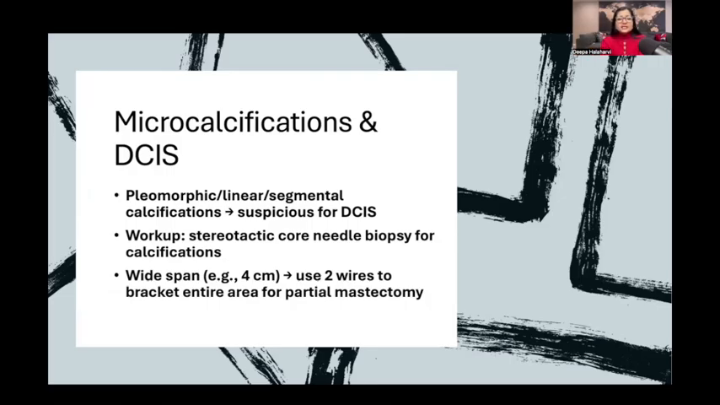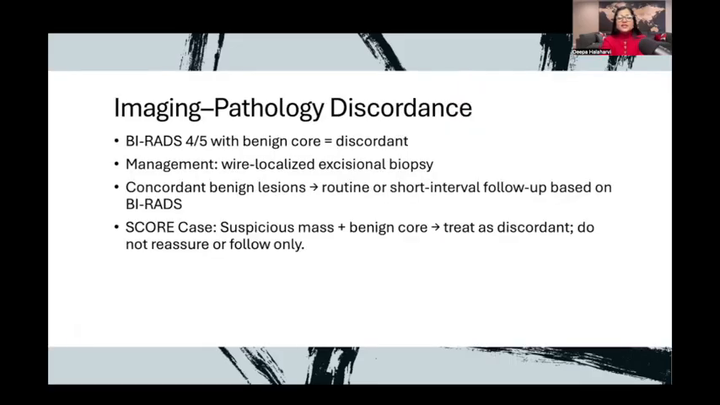Let's talk about DCIS. This is usually seen as pleomorphic, linear, pleomorphic meaning different sizes and shapes, linear, segmental calcifications, suspicious for DCIS. And it's a widespread 4-centimeter area of calcifications. We typically have to bracket it, and sometimes you have to use 2 wires to remove that entire area. Whenever someone has a biopsy and you're still worried about cancer, it's called discordance. That needs to be excised. So they need to go to surgery.